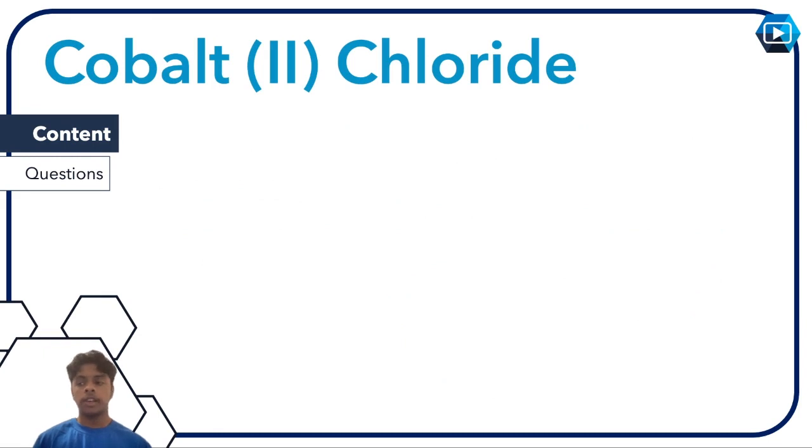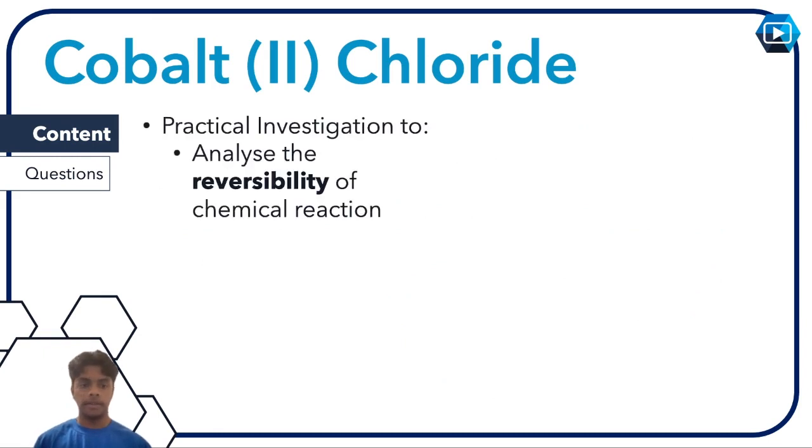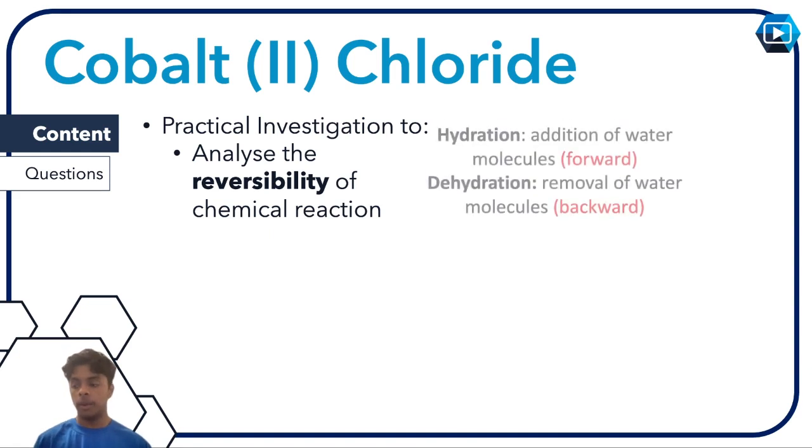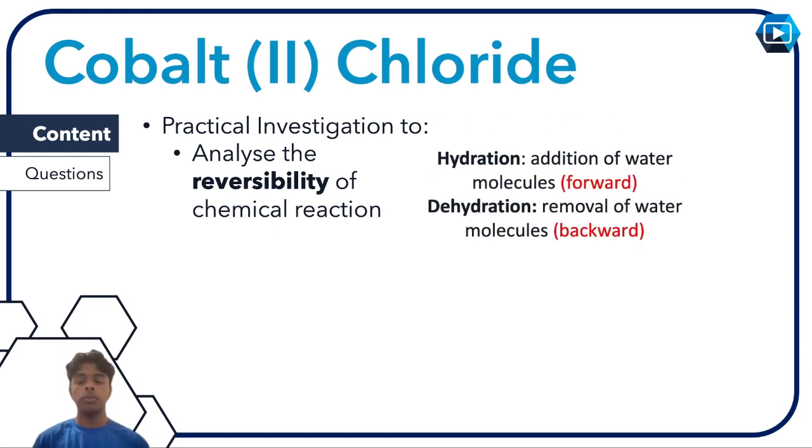All right, so now let's look at an example, cobalt chloride. This is a practical investigation to analyze the reversibility of a chemical reaction. This is where we get into the prescribed module, where we look at examples. A bit of content that we should cover beforehand is hydration and dehydration, which will be covered later on in the course as well.